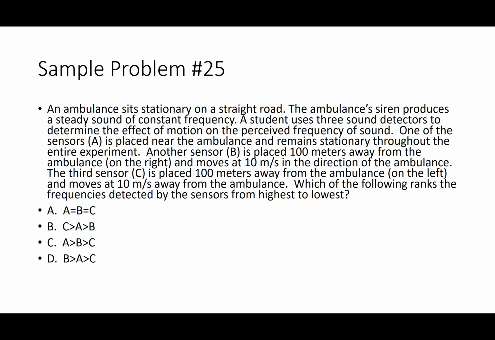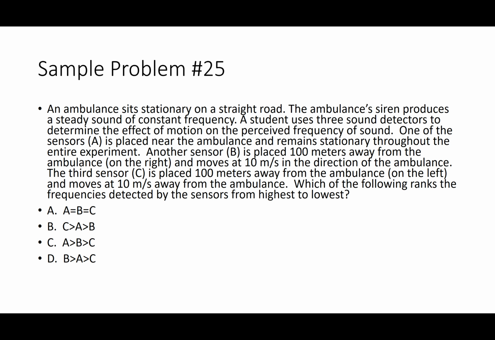All right, so the next problem, number 25. An ambulance sits stationary on a straight road. The ambulance's siren produces a steady sound of constant frequency. A student uses 3 sound detectors to determine the effect of motion on the perceived frequency of sound. One of the sensors, A, is placed near the ambulance and remains stationary throughout the entire experiment. Another sensor, B, is placed 100 meters away from the ambulance on the right and moves at 10 meters per second in the direction of the ambulance. The third sensor, C, is placed 100 meters away from the ambulance on the left and moves at 10 meters per second away from the ambulance. Which of the following ranks the frequencies detected by the sensors from highest to lowest?